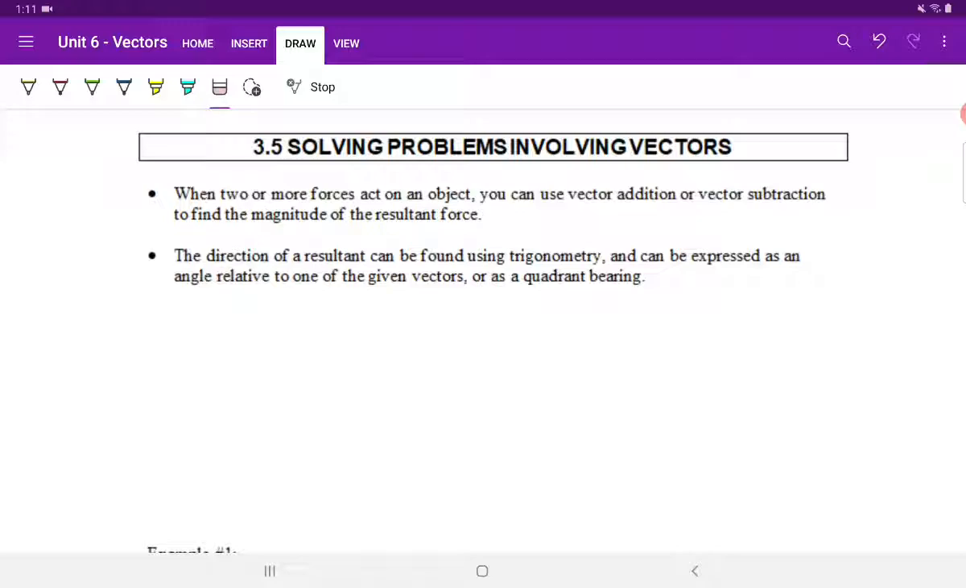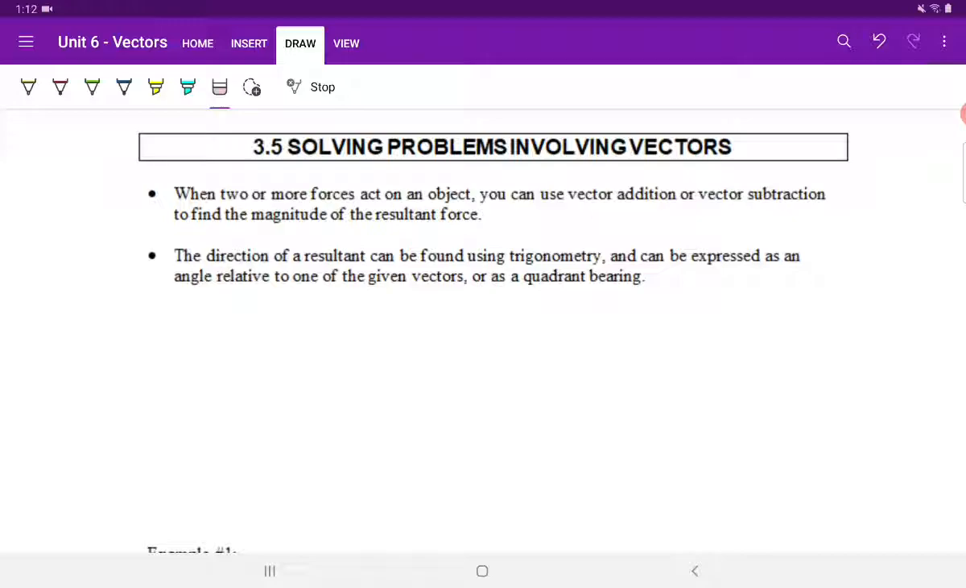Just to recap before we get started, when two or more forces act on an object, you can use vector addition or subtraction to find the magnitude of the resultant force. The direction of a resultant can be found using trig. If a 90-degree angle triangle is made, we can use our primary trig ratios. Otherwise, we usually go to cosine law and sine law.